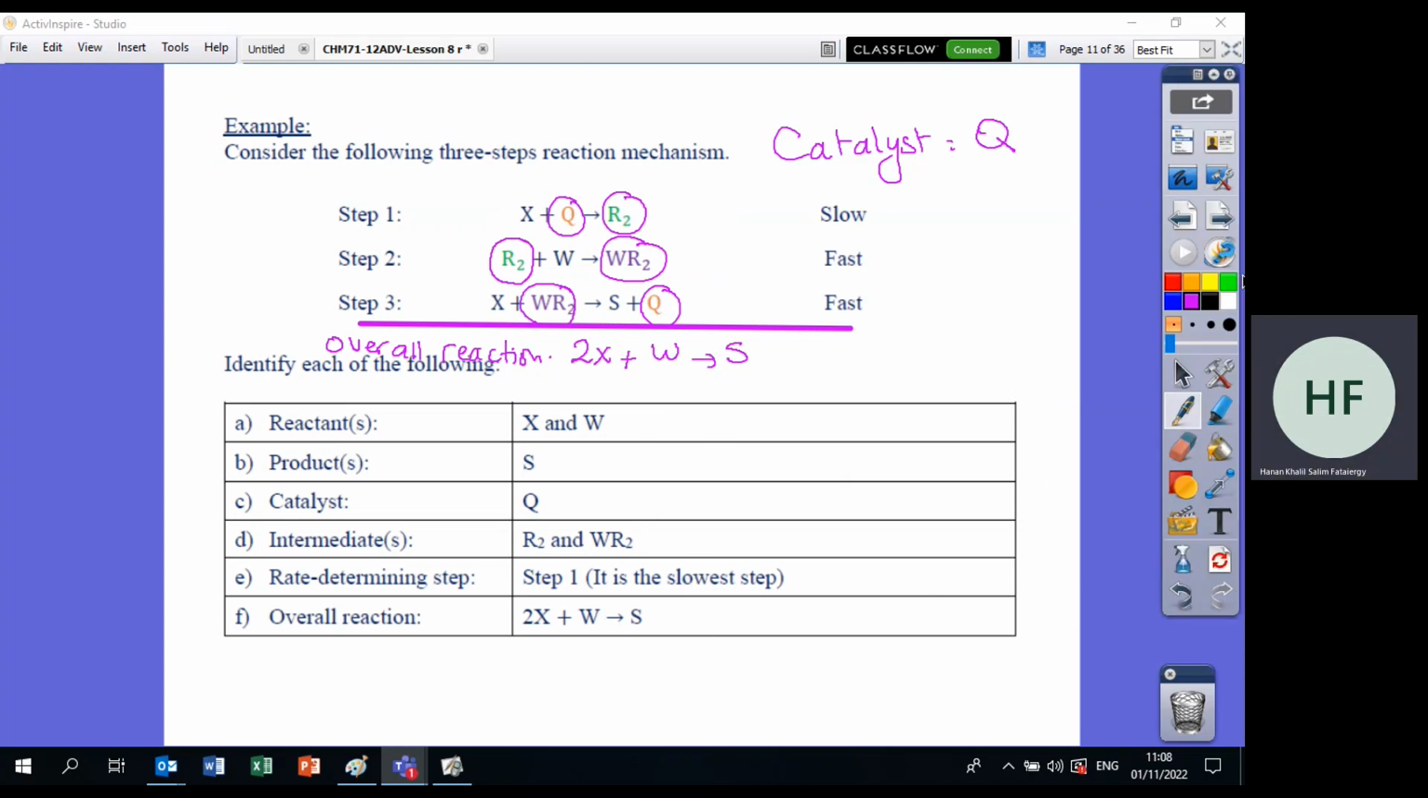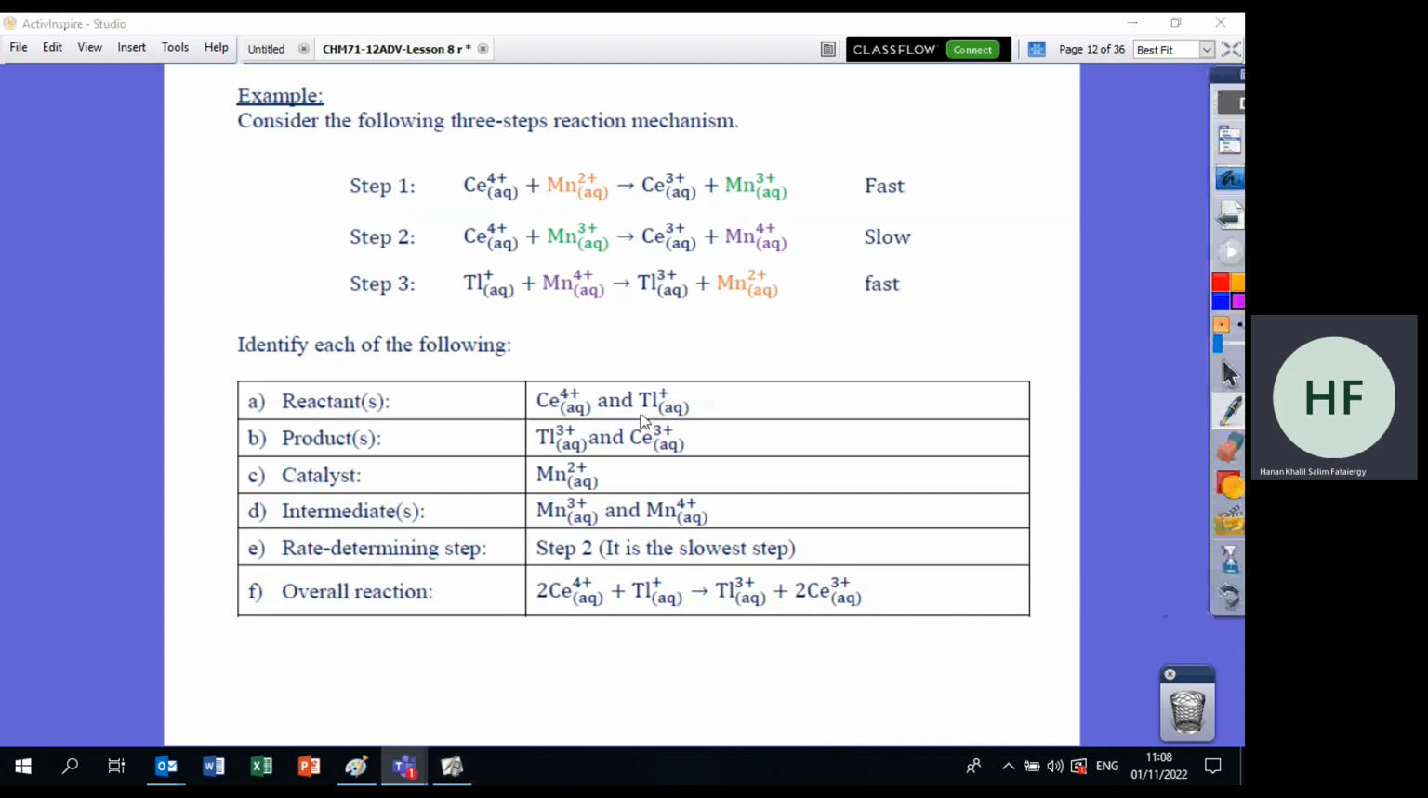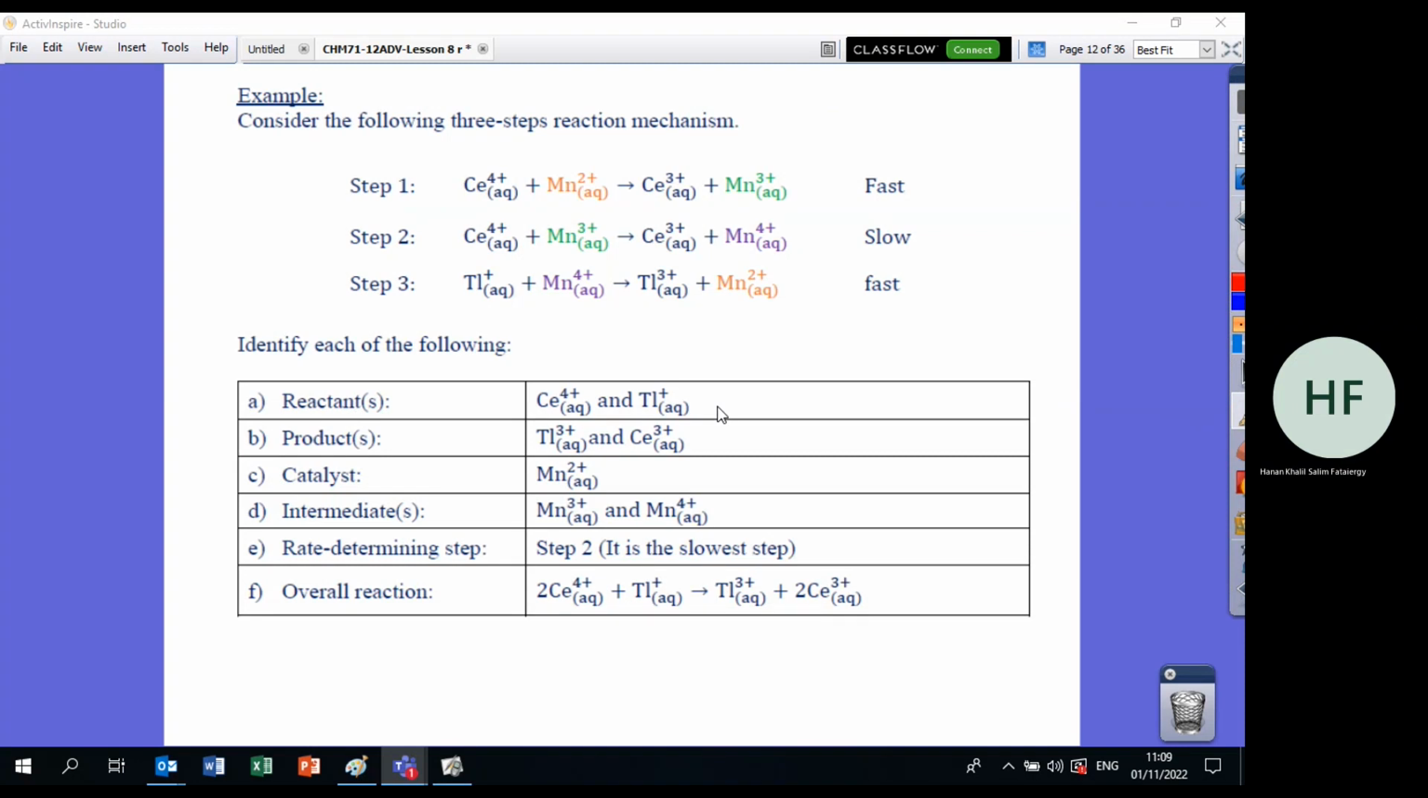Okay, so this is the way we add all the steps. Same here, please add all the steps, cancel the similar items, and answer these questions. Pause the video and do the answers, and then check your answers.